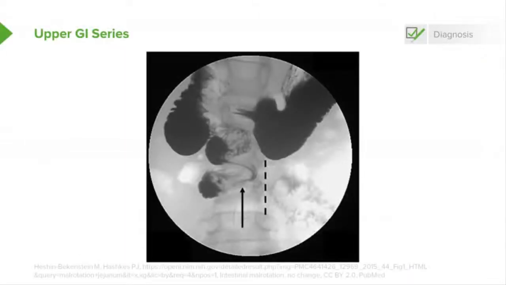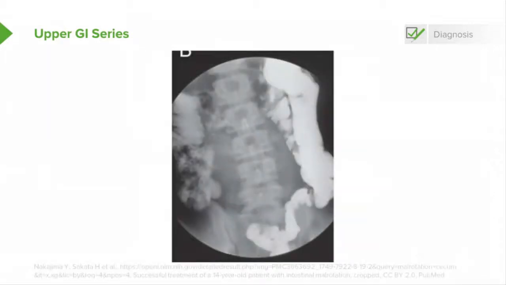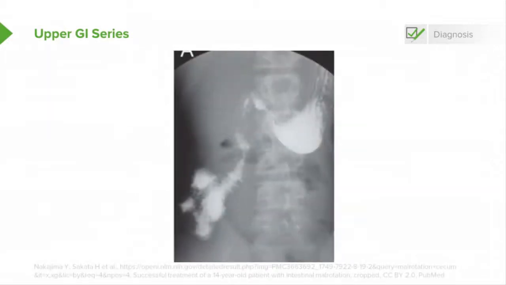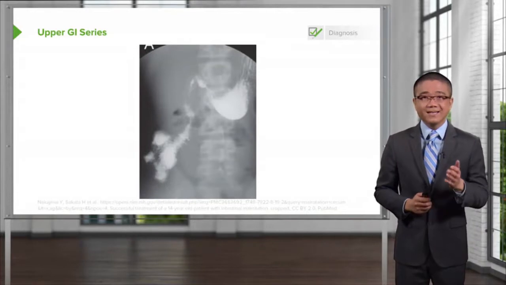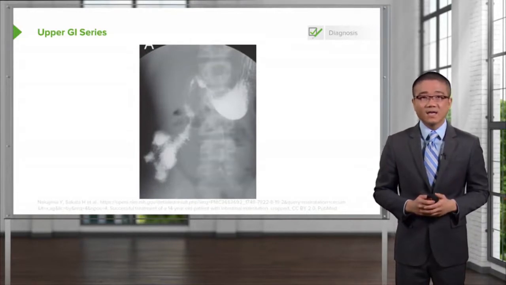Upper GI series are incredibly helpful. Upper GI series, such as this one and this one, demonstrate the abnormal attachments of the duodenal junction as well as the cecum. In these series, you will notice that the duodenal junction is on the right side of the spine as opposed to the left side. Remember, the ligament of Treitz in normal anatomy is on the left side of the spine.